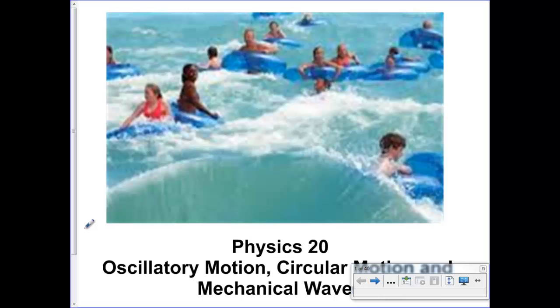I don't think it'll make a difference, but if you're wondering why we're not going in order of your textbook anymore, I think this is going to fit better. So I'm going to call this unit oscillatory motion, circular motion, and waves. And so let me describe where we're going this unit.